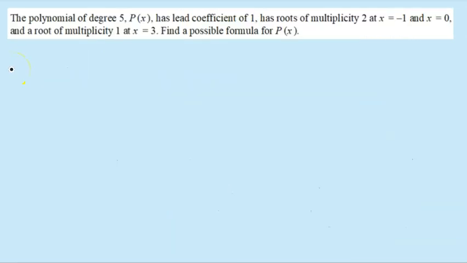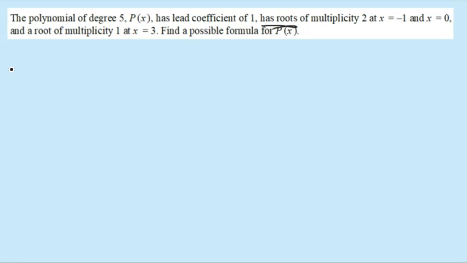Okay, let's read this question. It says the polynomial of degree 5, which is called p of x. So we know that it's going to be p of x equals something, a times x to the 5th power. Okay, that's if it was in standard form. But let's back up. Let's not get ahead of ourselves. So the polynomial degree 5, p of x, it has a lead coefficient of 1. Oh, it's telling us that the lead coefficient is 1. So a is equal to 1. So we don't have to worry about finding a like we did in the last question.